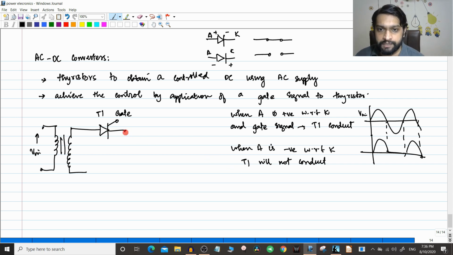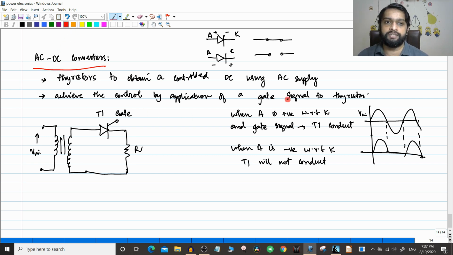When you draw the graphs, things will be a little bit more clear. We will just use a simple half wave rectifier here, so this is a half controlled rectifier. I have written all the important points here: you are using a thyristor and the control is achieved by using a gate signal. So we will draw the graphs now.